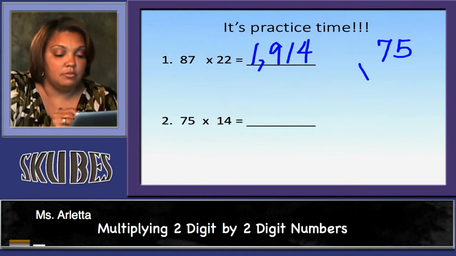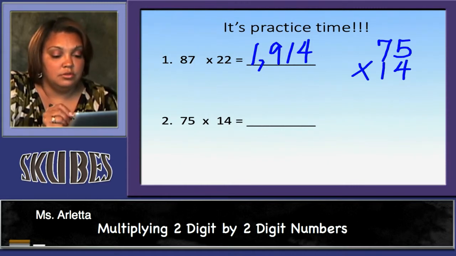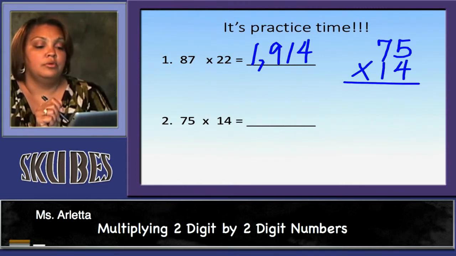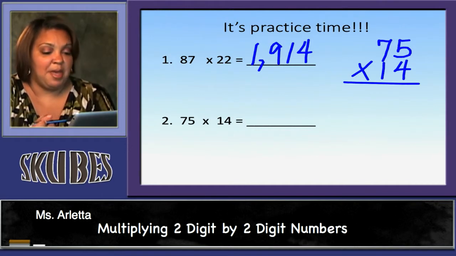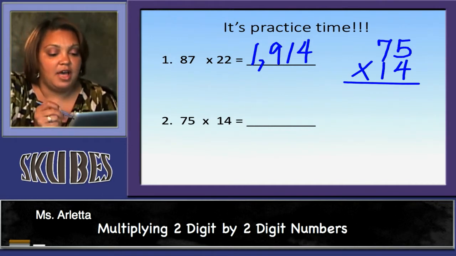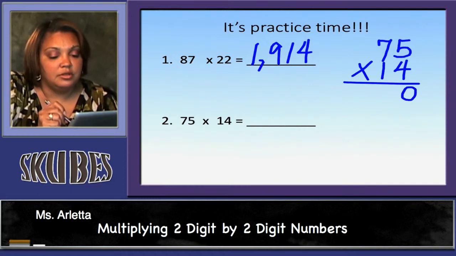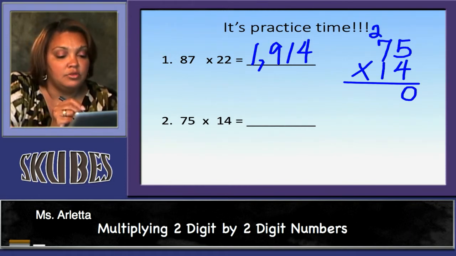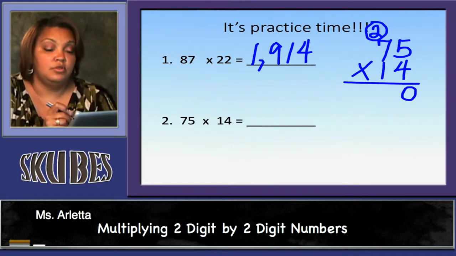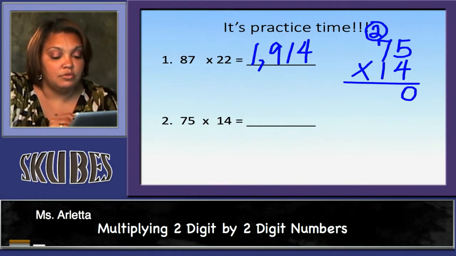75 times 14. Always remember, clean up that house and make mom happy. 4 times 5 is 20. I put my 0 and carry my 2. 4 times 7 is 28, plus the 2 makes 30.